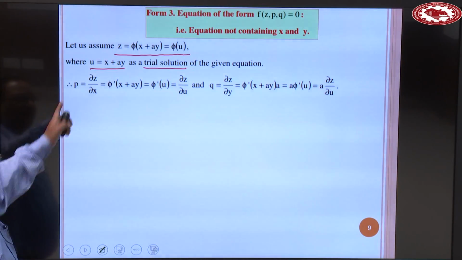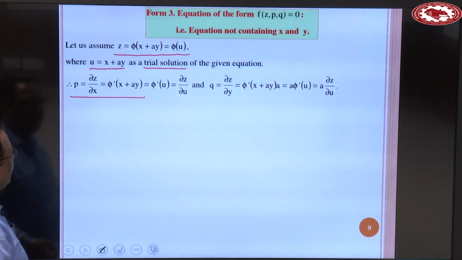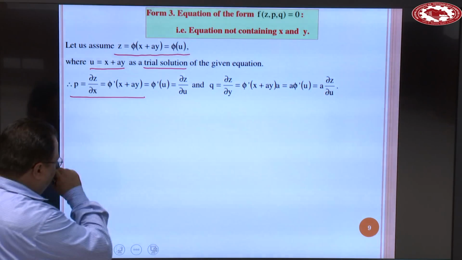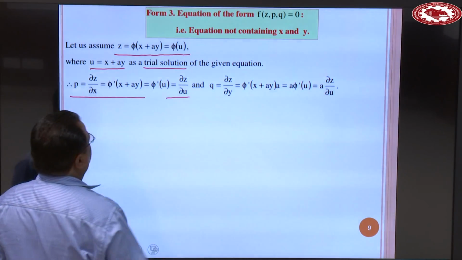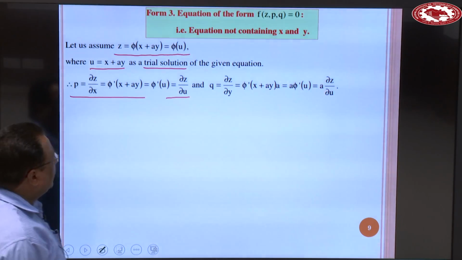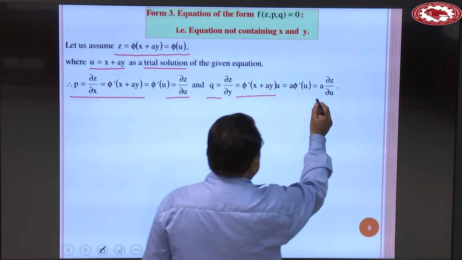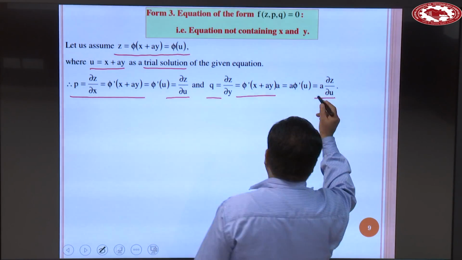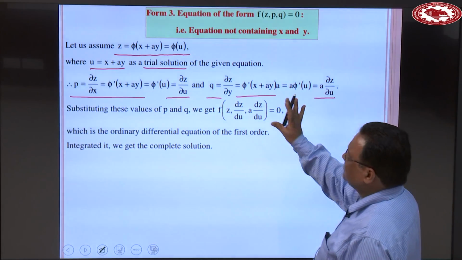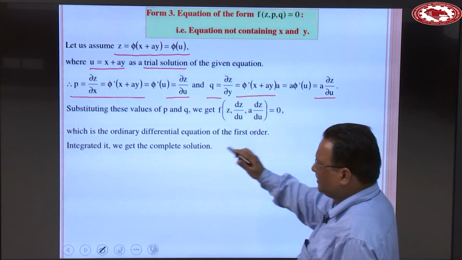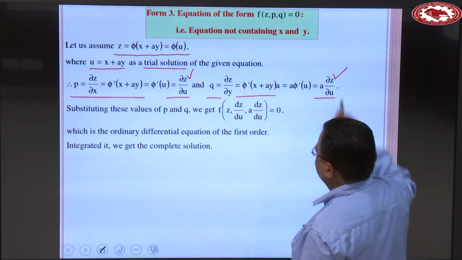Then from this calculate the value of p. P is phi dash x plus ay. This can be written as phi dash u and that can be written as curly z over curly u, okay? And q is phi dash x plus ay into a, so that can be written as a phi dash u, which is equal to a curly z over curly u, clear? Now substitute all these values, right? Then all these values of p and q, p is this, okay, and q is this.